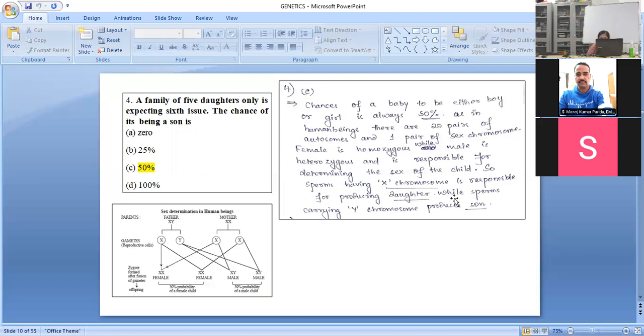Why so? Because we know that we have 22 pairs of autosomes and 1 pair of sex chromosomes, and the female is homozygous. We know male is heterozygous. And so always the X chromosome is responsible for producing the daughter, and the Y chromosome will result in a son or a male progeny. So always the chance is 50%, irrespective of the number of issues. So here we can explain the sex determination in human beings, the basic fundamental, how the X and Y are responsible for either male or female progeny.